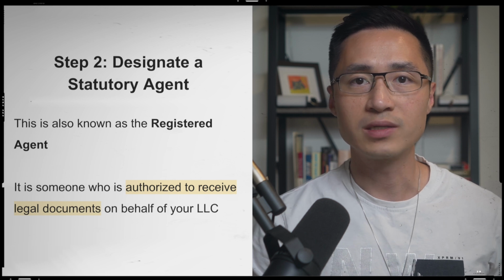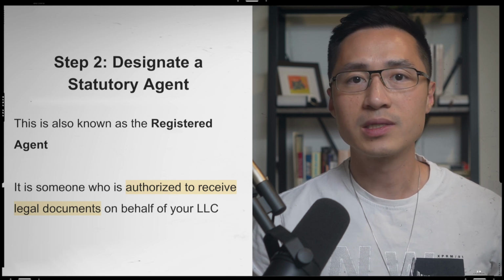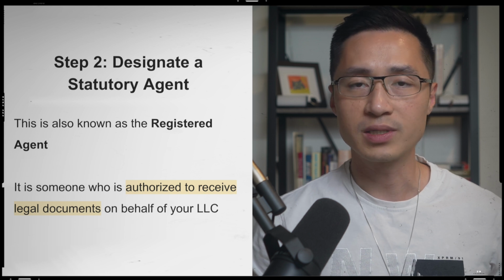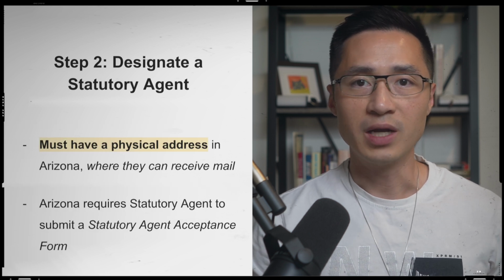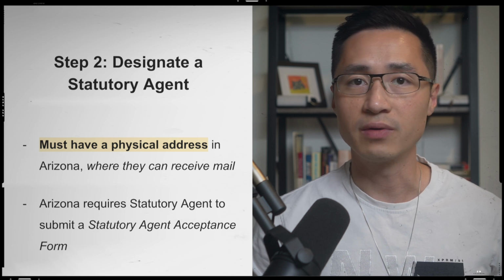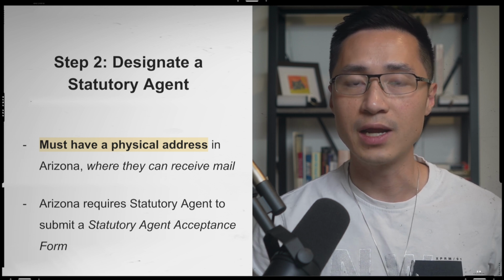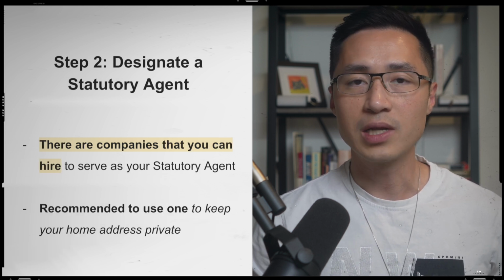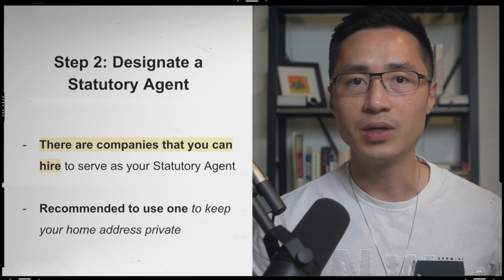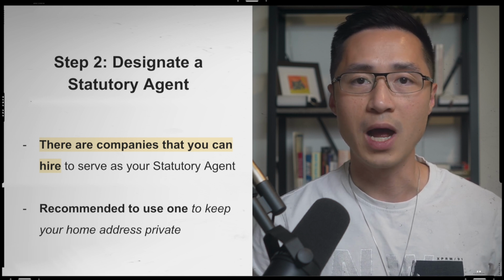Step number 2 is to designate a statutory agent. This is also known as the registered agent. It is basically someone who is authorized to receive legal documents on the behalf of your LLC. It must have a physical address in Arizona where they can receive mail. Arizona also requires the statutory agent to submit a statutory agent acceptance form. There are companies that you can hire to serve as your statutory agent, and it is highly recommended you to use one in order to keep your home address private.